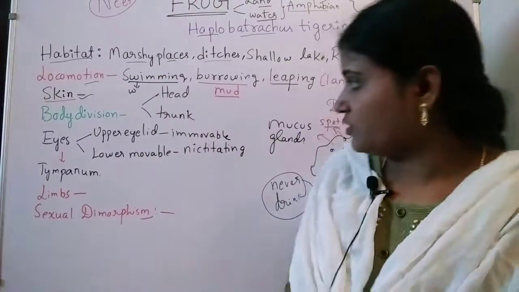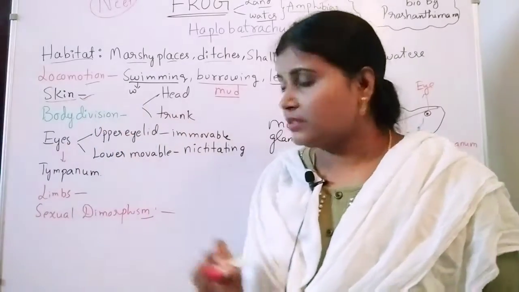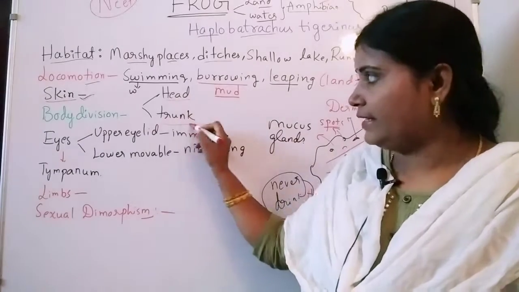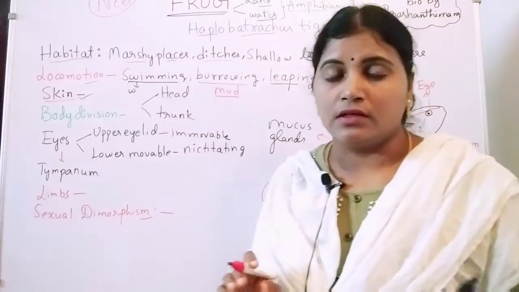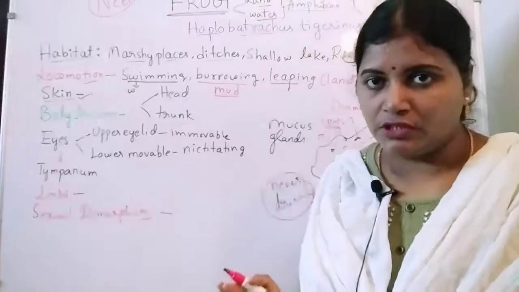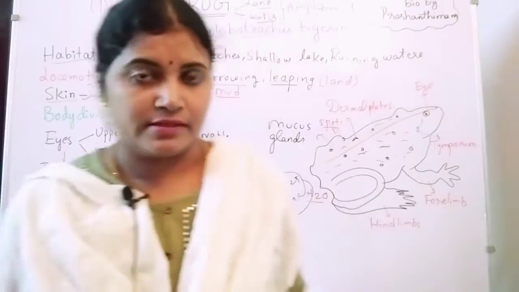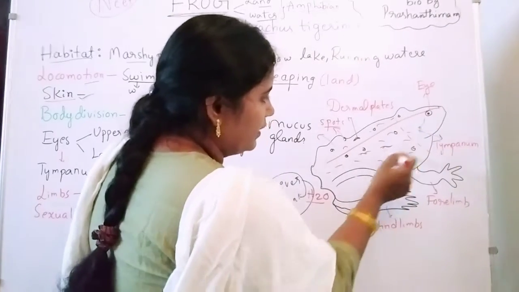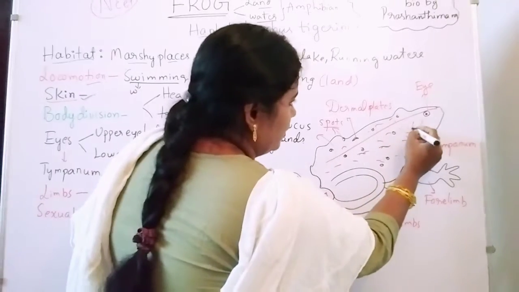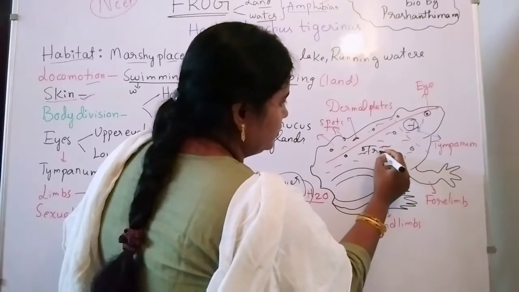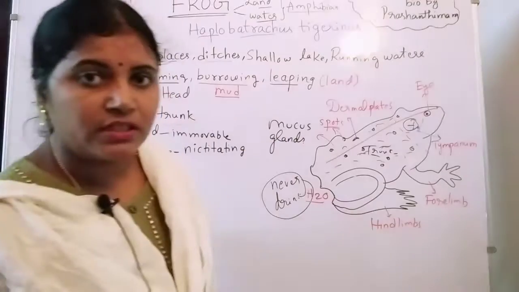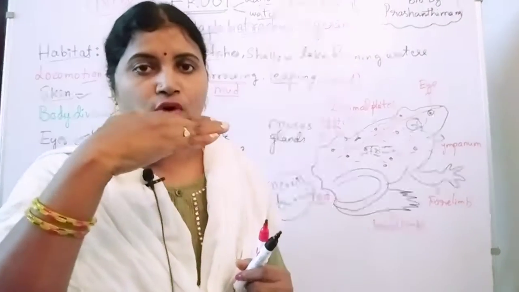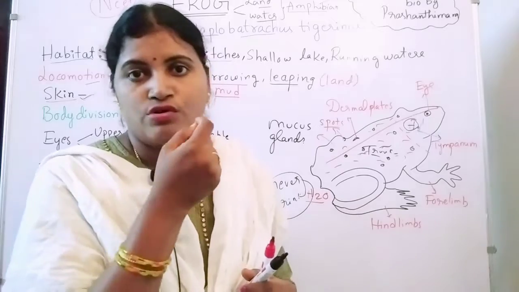So after the skin we'll see the body division. The body is divided into two parts, head and trunk region. The neck is absent, okay. See here, the head portion is till here, and the remaining portion is trunk portion. The head portion contains the sense organs. Just above the snout region, it contains a pair of nostrils, okay.